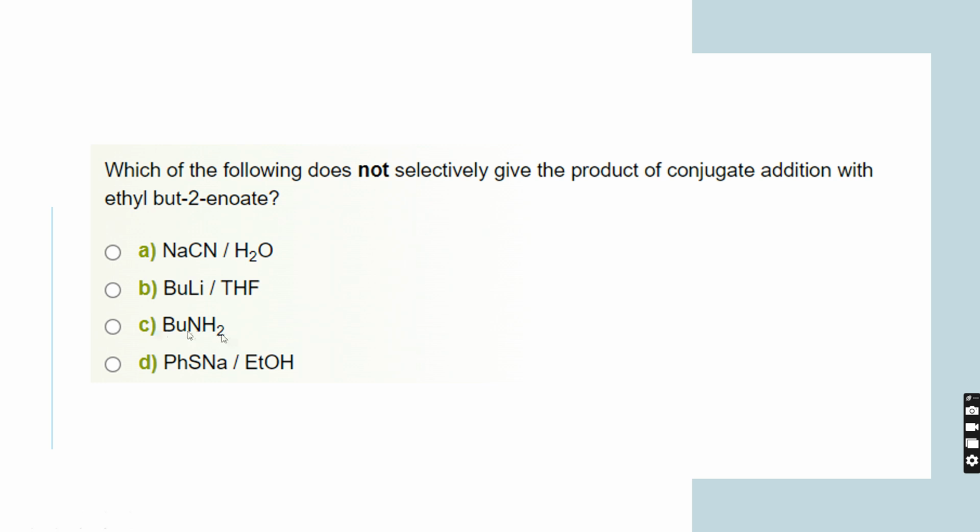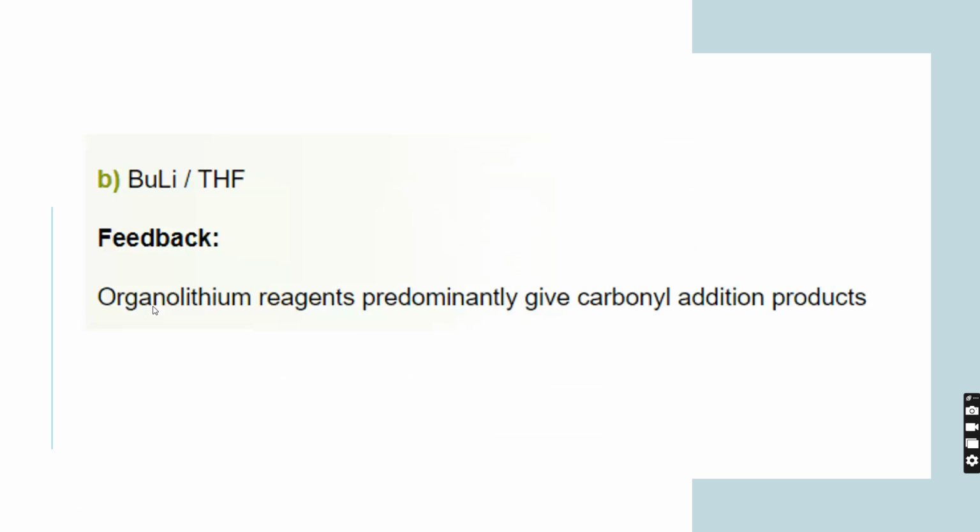But when it comes to option B, it will give you major product where you will observe 1,2 addition. You will observe the butyl addition in only the carbonyl center. Very trace amount of 1,4 addition may be possible in this reagent, but major fraction of the product you will get carbonyl addition only. So thus you have to choose option B as the correct answer.